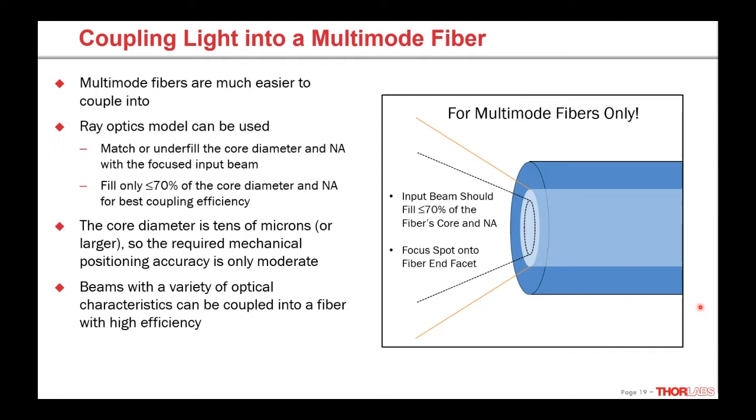We don't need that Gaussian intensity profile. You can have a top hat beam, you can have a Gaussian beam, you can have a very small underfilled spot, you can have a spot that fills almost the whole core. All of these things are okay. Plus the core of these fibers is tens of microns at the least, and so mechanical positioning isn't as hard. So that's the multimode case, and once again for multimode fibers only. And we're going to contrast that for single mode fibers.